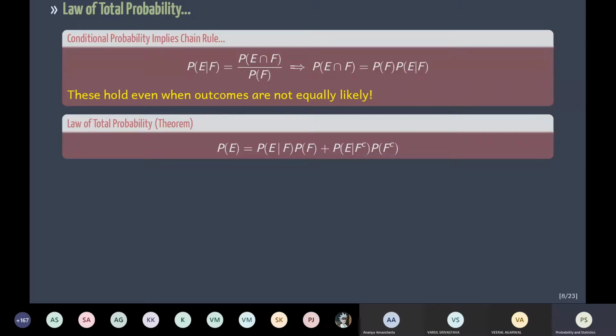Intuitively you can think why this could be true. You have taken the case F and you have also taken the case F complement. Together this will lead you to the probability of the event E itself. So let us prove this, and during the proof you get the answer to this. Let us see the proof of this.